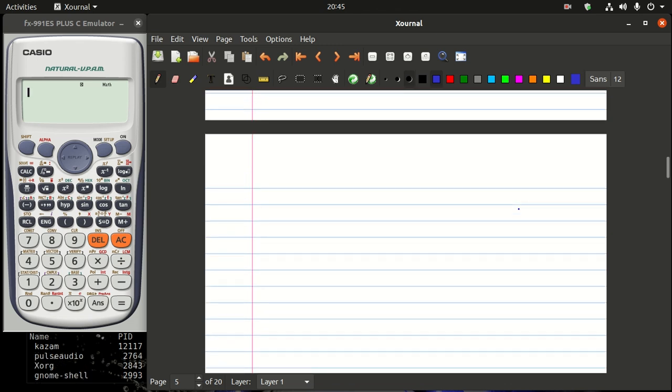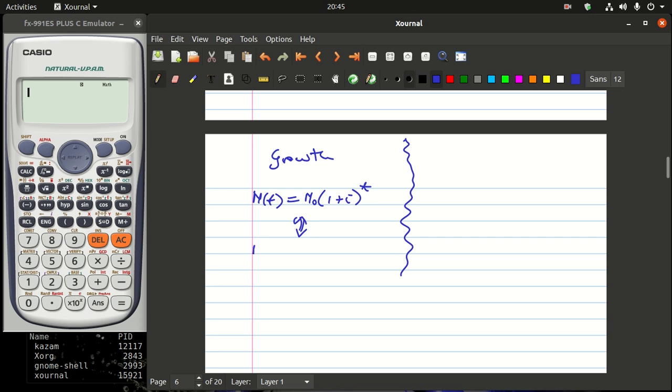So now for the decay, for the growth, this side is growth. I have N of T, and N of T is equal to N naught times (1 plus i) raised to T, or I can rewrite this as N of T is equal to N naught e raised to rT, whereby this r is called the relative growth rate.